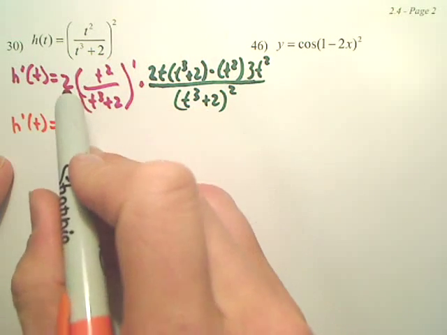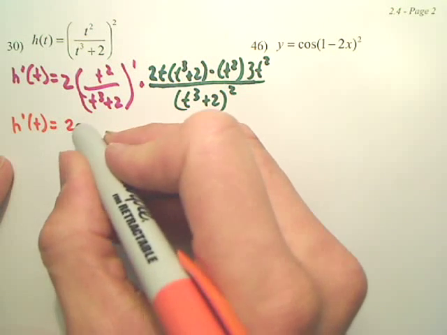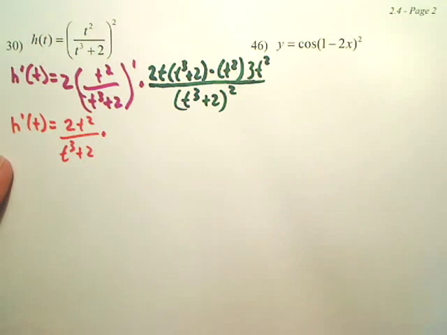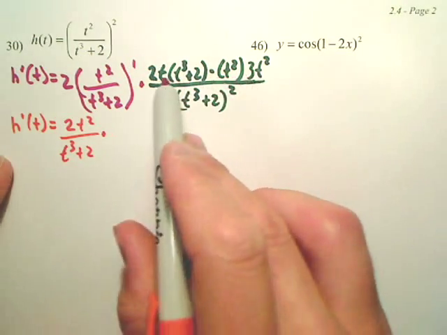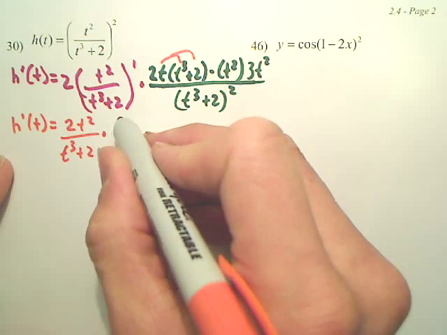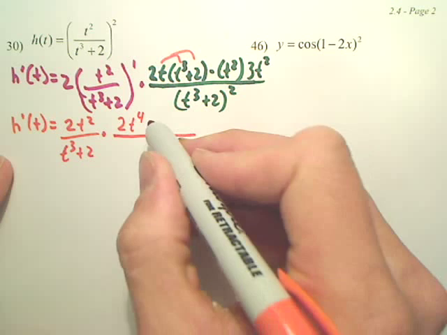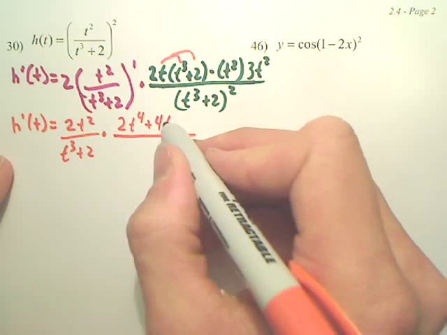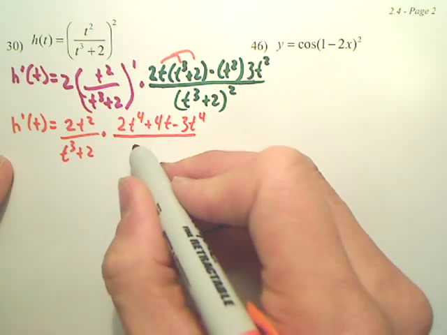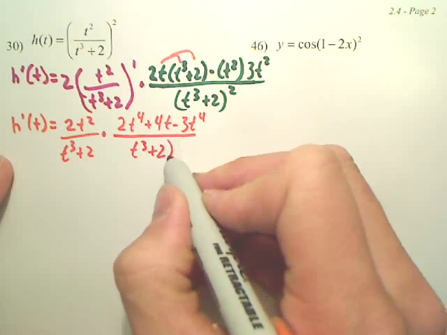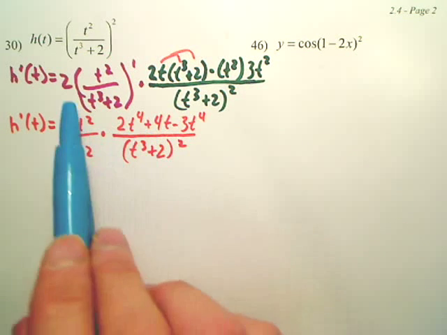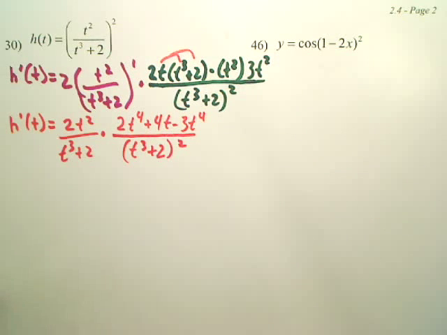Okay. Now, this 2 could multiply in here. So let's make this 2t squared over t cubed plus 2 times, let's simplify the top here. Looks like a distributive here. So it looks like I'm going to have 2t to the 4th plus 4t. And then this times this looks like a minus 3t to the 4th, over t cubed plus 2 squared. Again, I simplified the green here, brought the 2 in here. The 1, just ignore it.